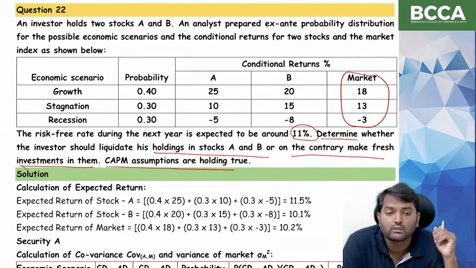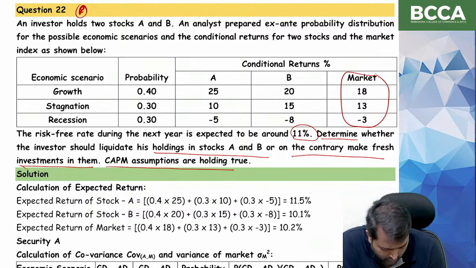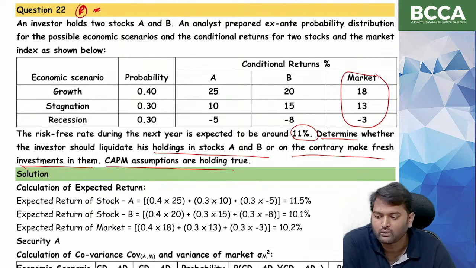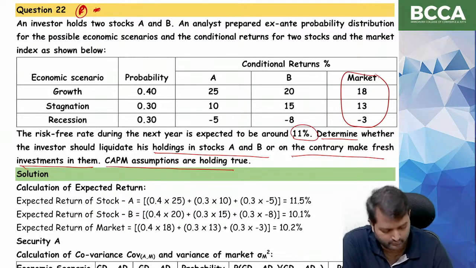You have to refer to this question multiple times, because you must be able to understand it. The question is to determine whether the security should be sold or bought. For that we have to compare the CAPM return and the actual return. Now my question is, how to find the CAPM return? CAPM return is equal to RF plus RM minus RF into beta. So we have to find out the beta and RF. Yes or no?